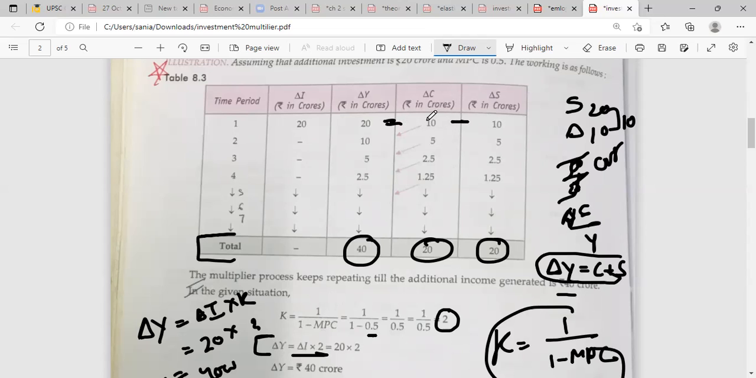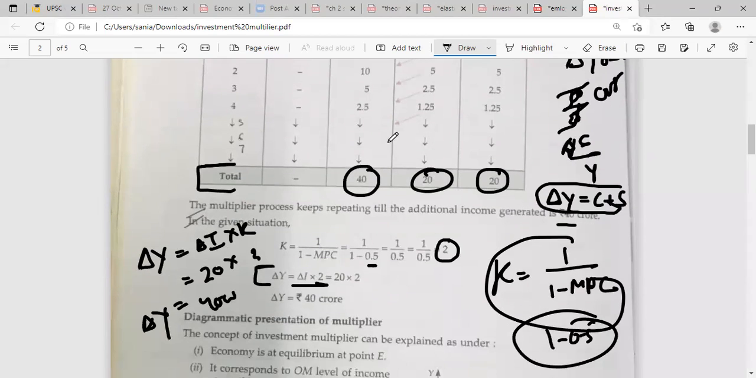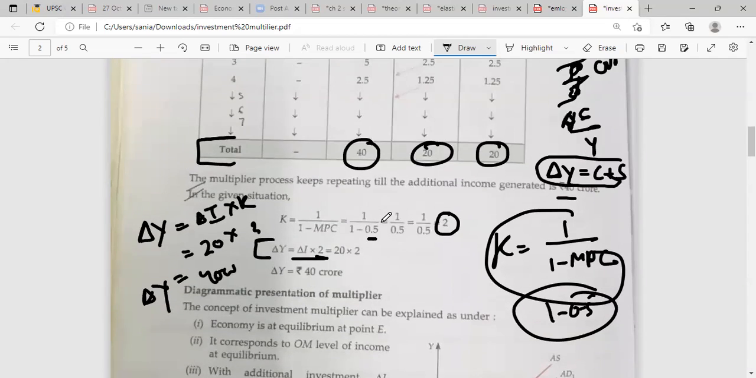So these are the same: 10, 5, 2.5, 1.25, 10, 5, 2.5, 1.5. So 10 and 10, 20, 5 and 5, 10, 2.5, 2.5, like this. 1.5, this, you got this. So this is how you are going to represent this.